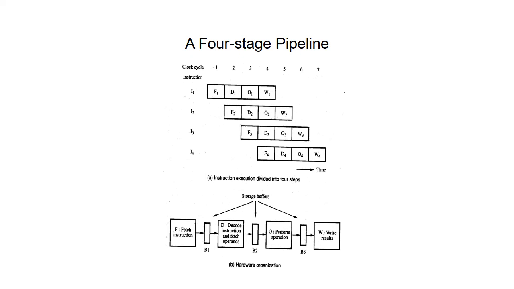After that, O means perform operation. Whichever operation you are going to perform, that operation will be performed. That is, addition means addition, subtraction means subtraction, multiplication or division, anything can happen. After that, pass to the B3, then we have to write the result operations.